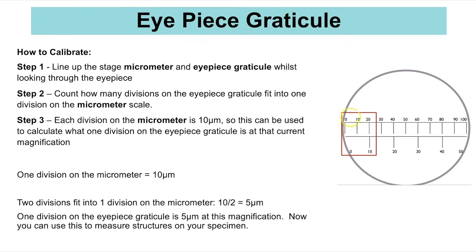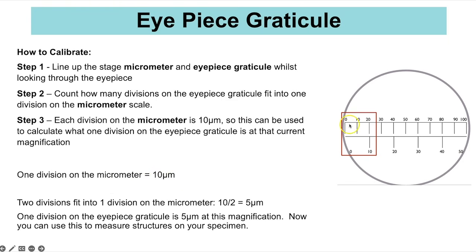And what you then need to do is count how many divisions on the eyepiece graticule fit into one division on the stage micrometer. And the divisions on the micrometer are known distances. So each division on the micrometer is 10 micrometers. So this can then be used to calculate what one division on the eyepiece graticule is worth at that current magnification. So for example here, one division on the micrometer is 10 micrometers.